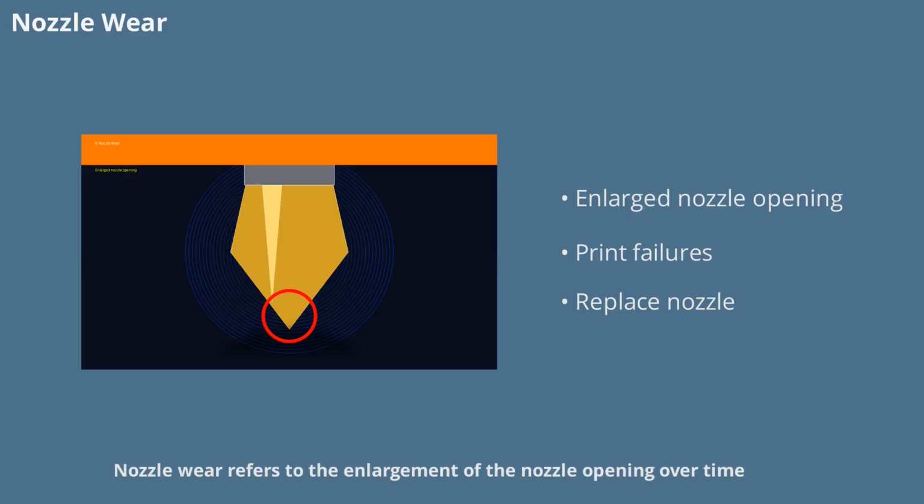Nozzle wear refers to the enlargement of the nozzle opening over time, often due to abrasive filaments or prolonged use. Causes include improper temperature, wet or low-quality filament, incorrect speed or retraction, and lack of maintenance. Effects are poor surface finish, weak layer bonding, print failures, and dimensional errors. Solutions involve cleaning or replacing the nozzle, using dry filament, optimizing print parameters, and regular calibration. Monitoring nozzle wear helps maintain consistent print quality and prevents unexpected failures.